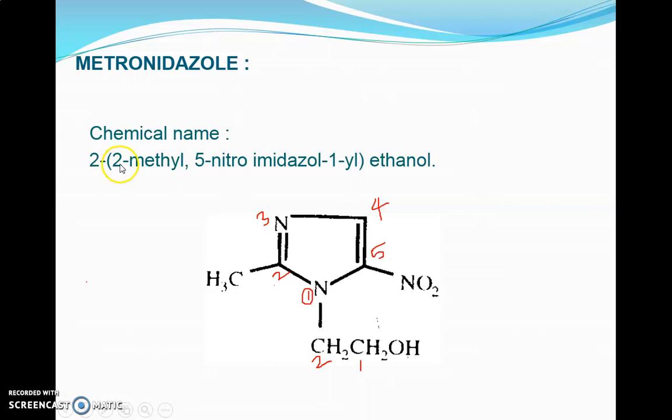On the second position of ethanol there will be the 2-methyl-5-nitroimidazol-1-yl, this complicated substituent which we have included in the bracket, and ethanol is the parent nucleus of the given structure. It is called metronidazole. This is one of the drugs which has a nitro group in its structure, that's why the nitro is coming, that's why metronidazole, this is the trivial name for the given drug.